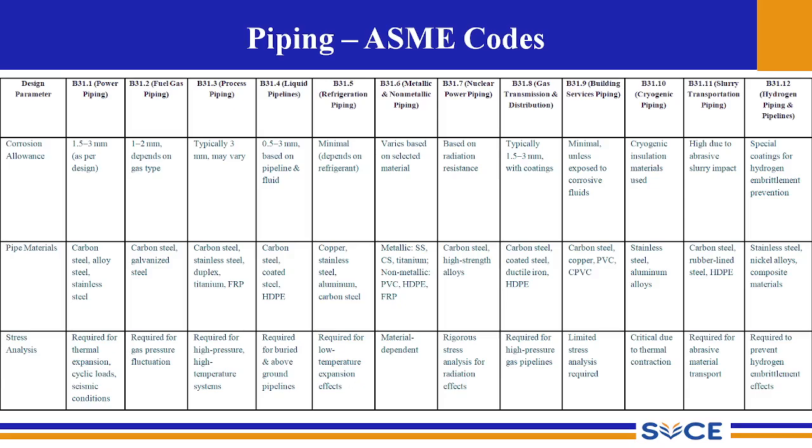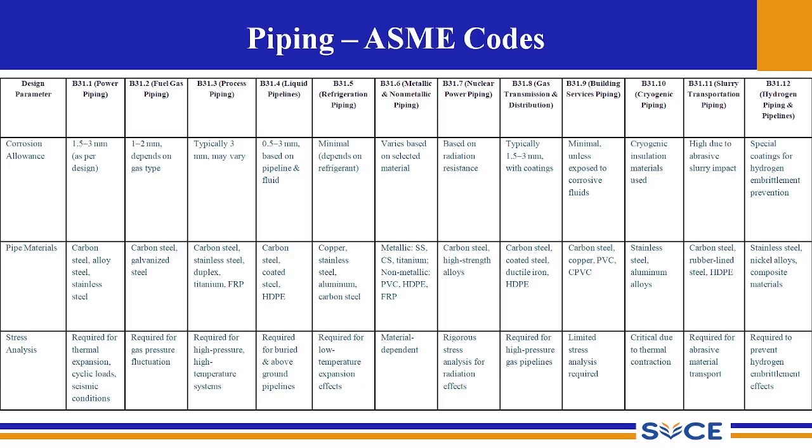Moving on to the nuclear power piping, the corrosion allowance is based on the radiation resistance. The pipe materials are carbon steel and high strength alloys. Stress analysis, we require rigorous stress analysis because of the radiation effects happening in the nuclear power plants. Then B31.8, the corrosion allowance is typically between 1.5 to 3 millimeter with some coatings. Then pipe materials are carbon steel, coated steel, ductile iron, and high density polyethylene. The stress analysis is required for high pressure gas pipelines.